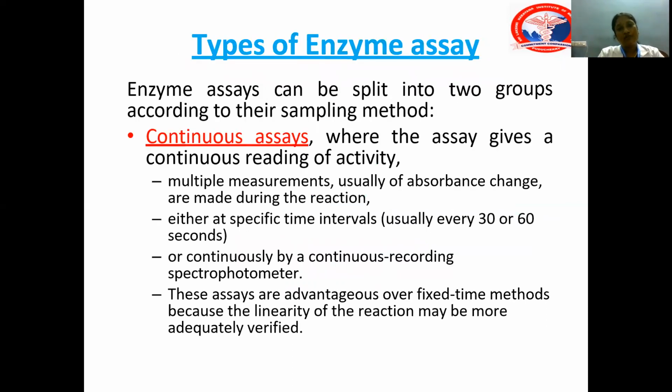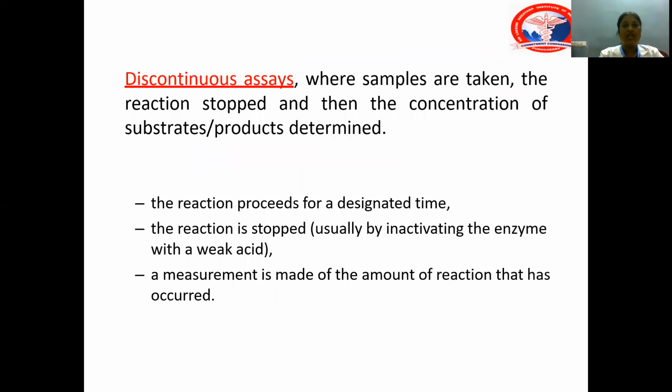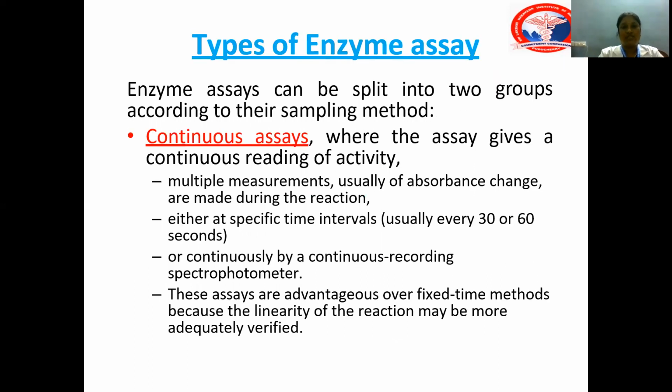So what are the types of enzyme assays? Enzyme assays can basically be split into two groups according to their sampling method. The first one is the continuous assay and the second one is the discontinuous assay. So what are continuous assays? Continuous assays are those where the assay gives a continuous reading of activity.